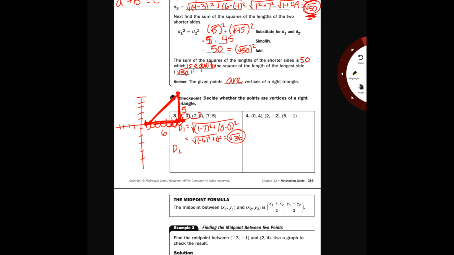Next I'll do distance 2. I'm going to go between 1, 0 and 7, 5. That's actually going to be my hypotenuse. So I have 1, my x, minus 7, my other x, squared, plus 0 minus 5 squared. X's subtracted squared, y's subtracted squared. So that'll give you a negative 6 squared plus a negative 5 squared, which is a radical of 36 plus 25, which is radical 61.